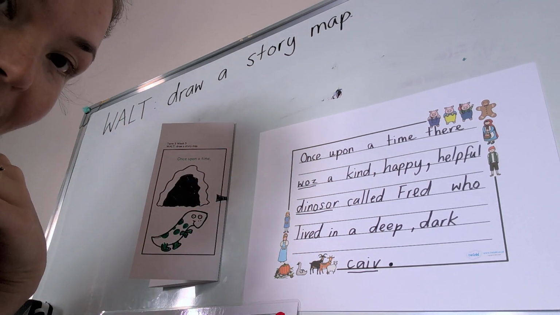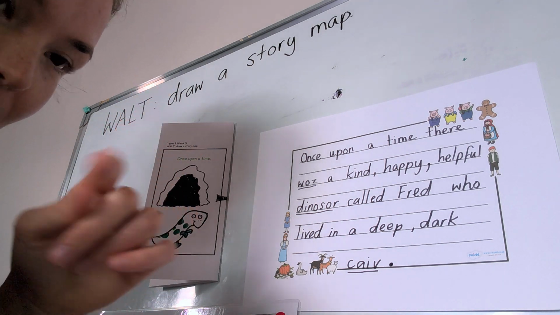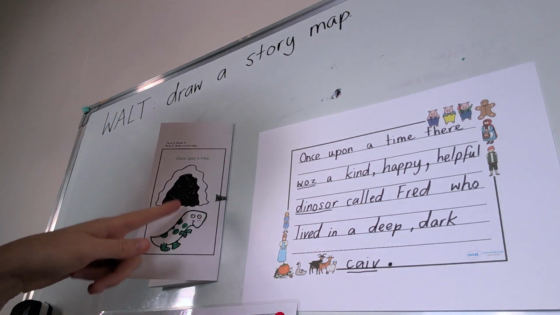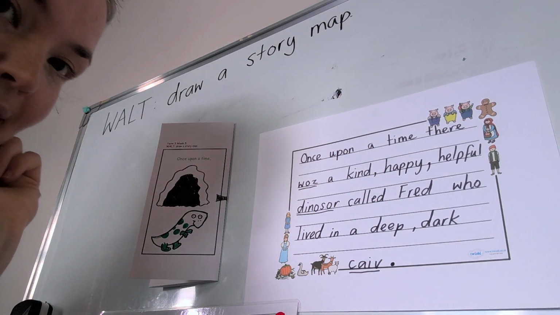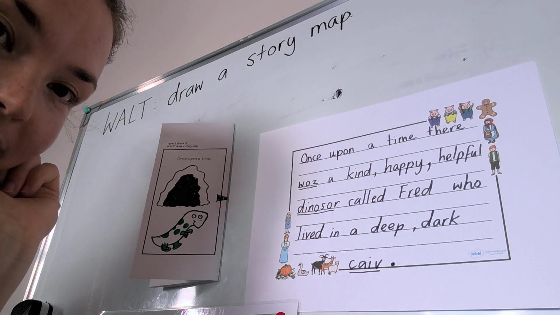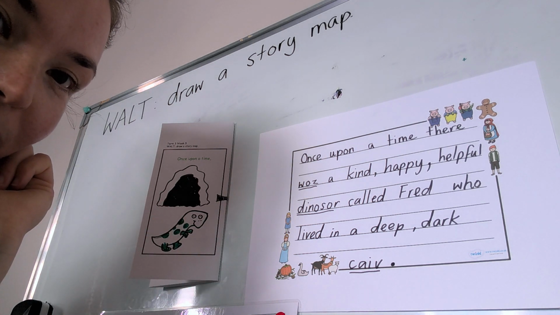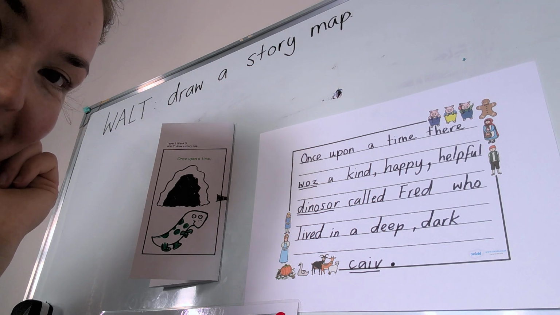I have finished my writing learning for today. So you need to draw a story map of your character and where they live, and then write a sentence using the words once upon a time. That is all you need to do. Nothing else. I hope you enjoy this learning.